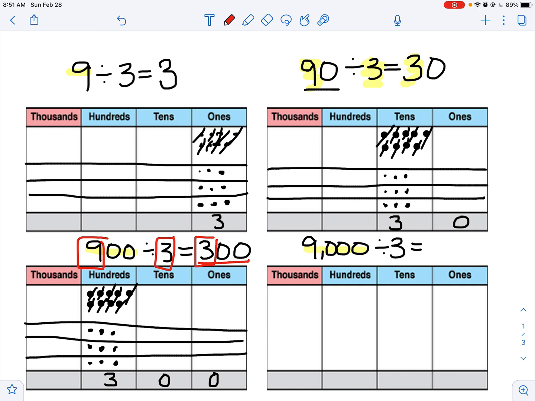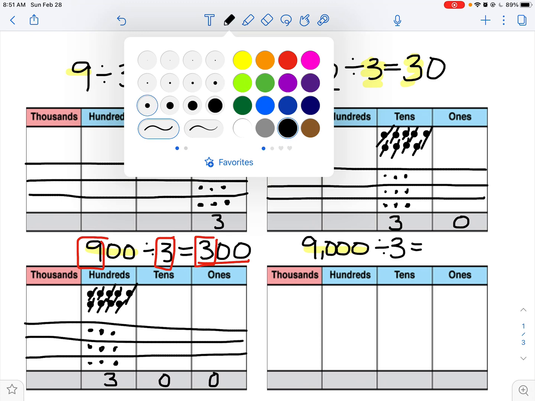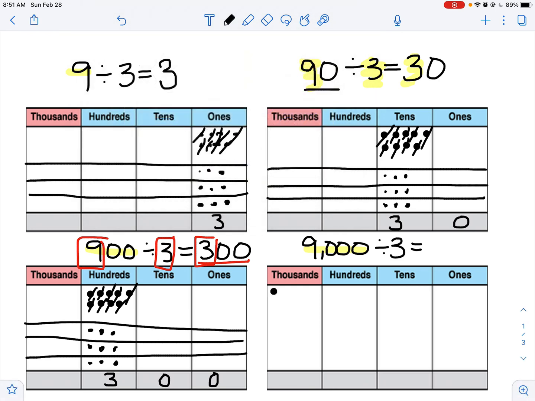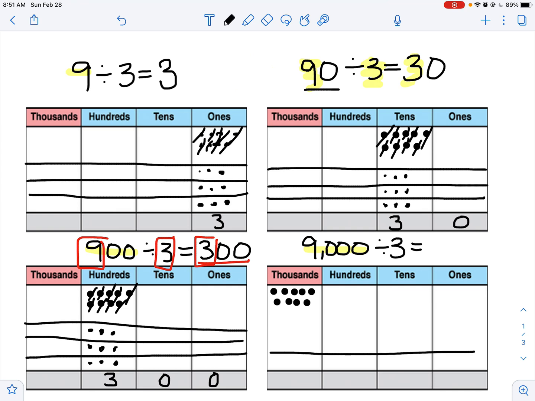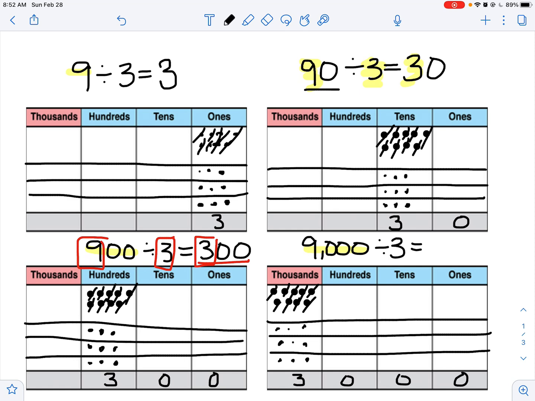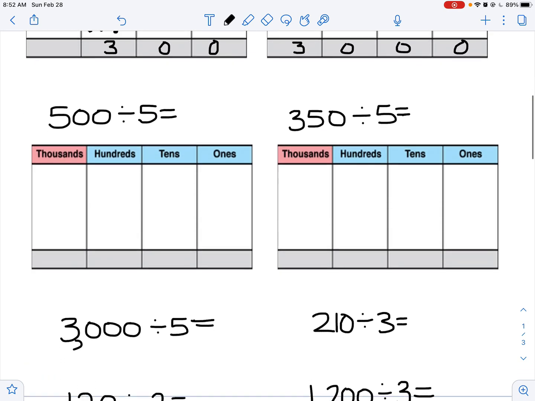Think to yourself, what would 9,000 divided by 3 be? If you said 3,000, you're right. Let's take a look. We're just going to be in the thousands this time. 1, 2, 3, 4, 5, 6, 7, 8, 9. No different. Same process regardless of what place value you're in. So if you know the fact 9 divided by 3, you can solve all of these facts without having to really think or set up a place value chart. But this is so you can see why it works. All right, so we still have 3 in each, but because we're in the thousands, our quotient is going to be 3,000. Pretty straightforward, right, guys?